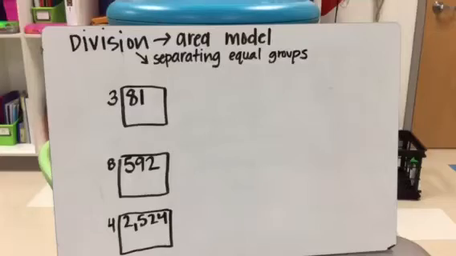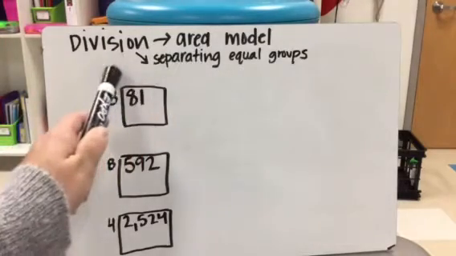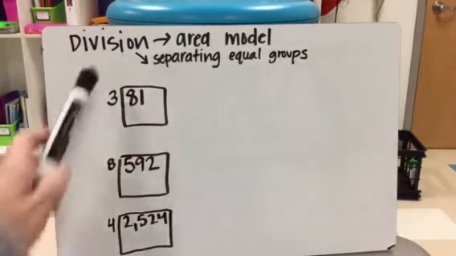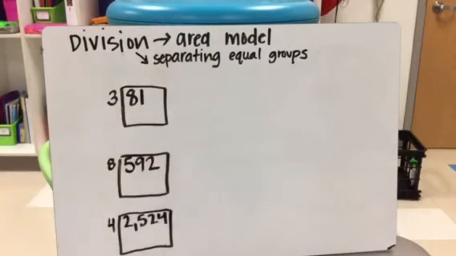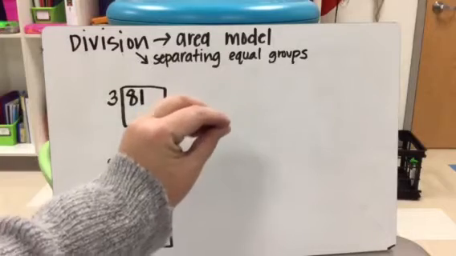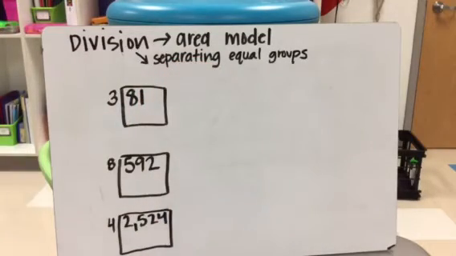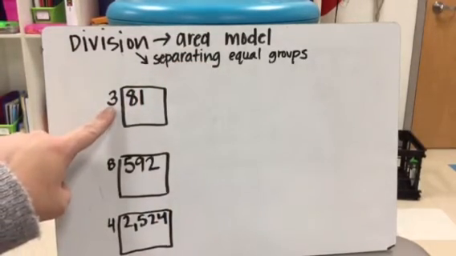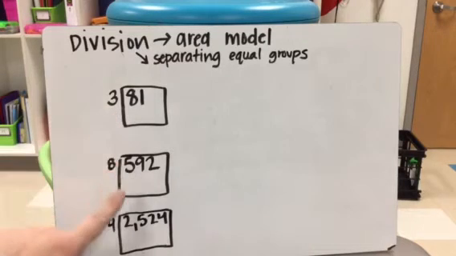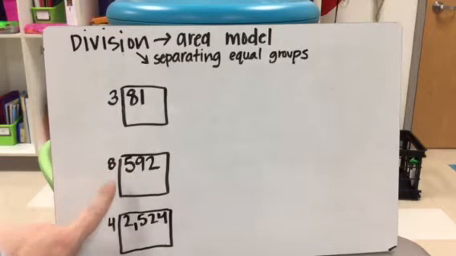In this video, I'm going to be modeling for you the area model for division. Just as a reminder, division is the separating of equal groups. So it is the inverse of multiplication. Multiplication was the joining. Division is the separating of equal groups. So here, it could be into 3 groups or groups of 3, 8 groups or groups of 8, 4 groups or groups of 4.